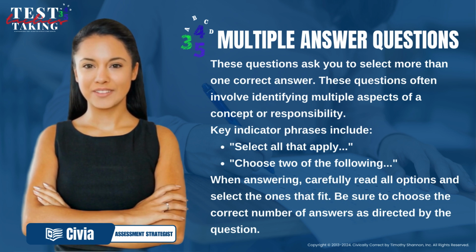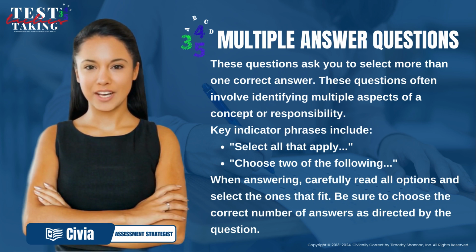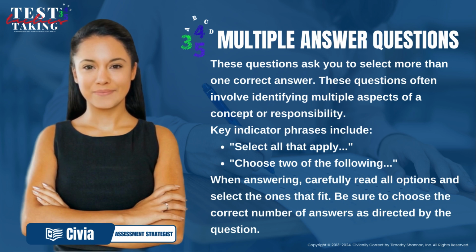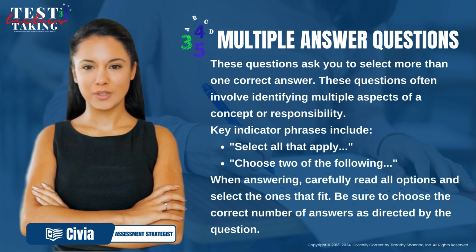In this series, we'll examine multiple answer questions. These questions require you to select more than one correct answer from a list of options. Key indicator phrases include, select all that apply. Choose two of the following.